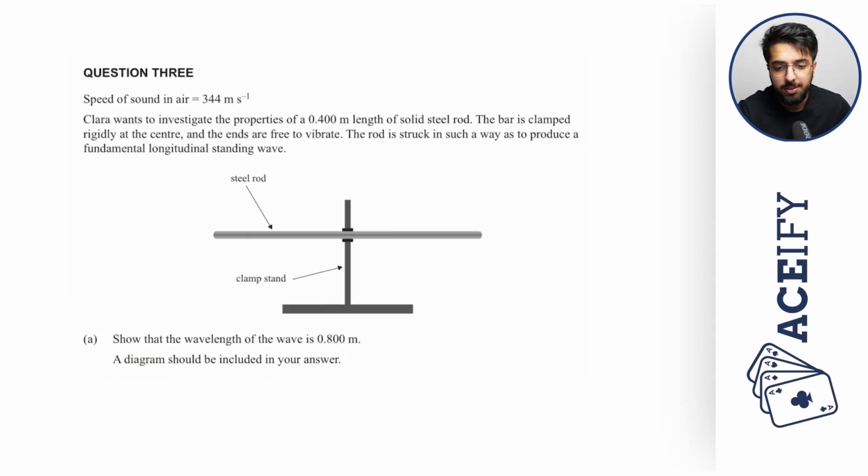There we go. Clara wants to investigate the properties of a 0.4 meter length of a steel rod. The bar is clamped rigidly at the center, and the ends are free to vibrate. The rod is struck in such a way as to produce a fundamental longitudinal standing wave. Show the wavelength of the wave is 0.8 meters. A diagram should be included in your answer.